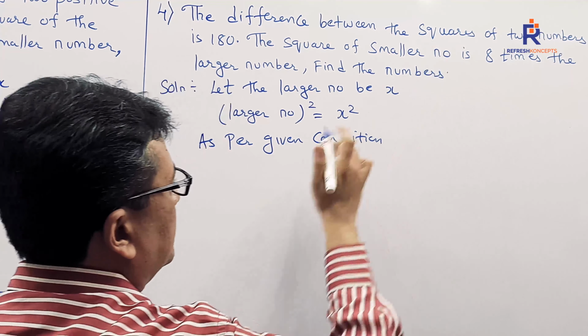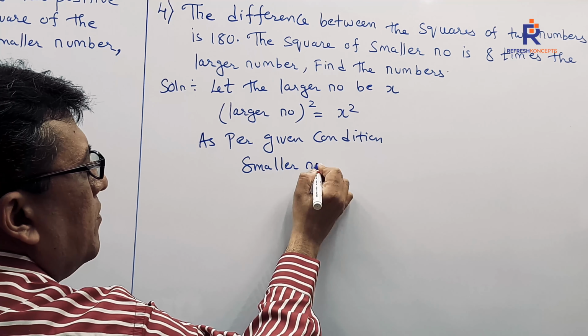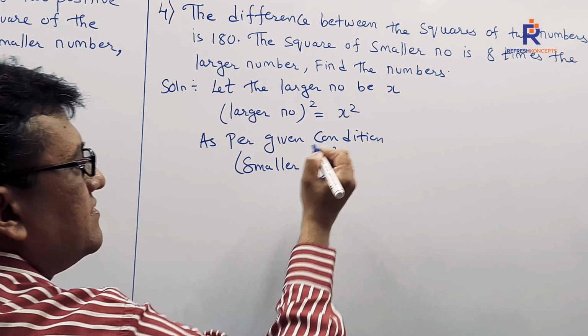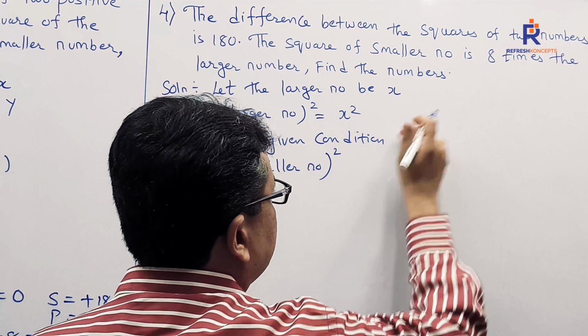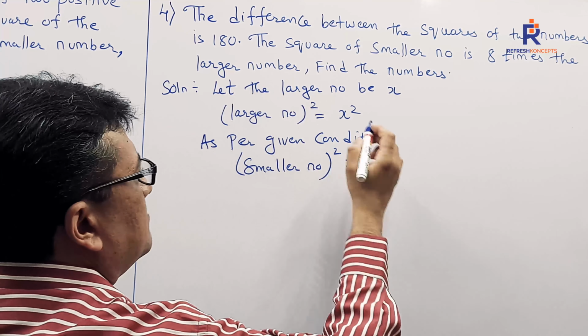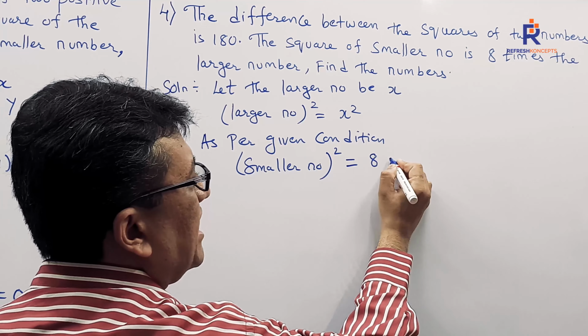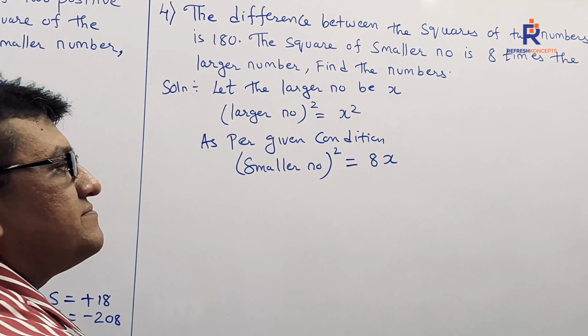So children, if you can tell me, what shall be the square of the larger number? Is it going to be x square? The square of the larger number is going to be x square. Or I can put it this way: larger number square. Can I say x square? If the larger number happens to be x, the larger number square is going to be x square.